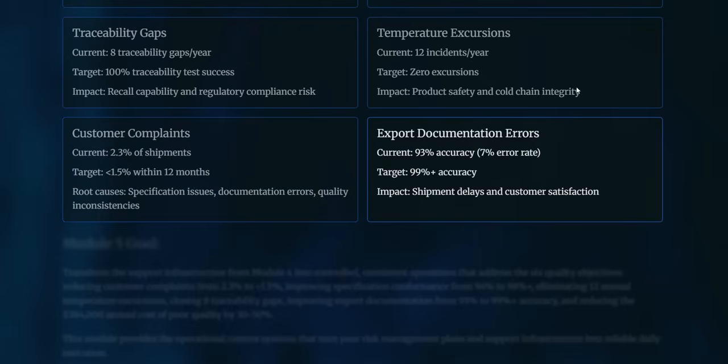The other challenge we are having is export documentation error. Currently, our organization is at a 93% accuracy rate with a 7% error rate. We are targeting 99% accuracy. The impact this challenge is having on our organization is shipment delays and reduced customer satisfaction. And we are going to streamline that effectively in this module.